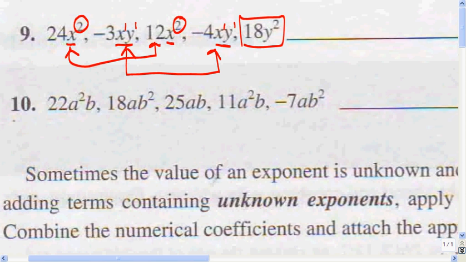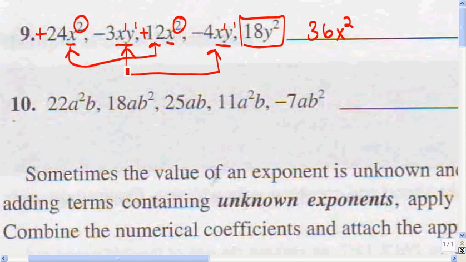Okay, so let's combine the x squareds first. 24x squared, remember, since there's no sign, we understand it to be positive. Both of these have no sign, so they're positive. So that means we're going to add them because the signs are the same. Remember, when the signs are the same, you add. When the signs are different, you subtract. So the signs are the same. We've got a positive 24x squared and a positive 12x squared. So 24 plus 12 is 36x squared.